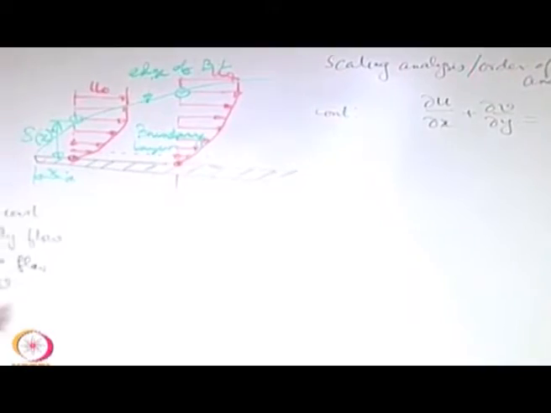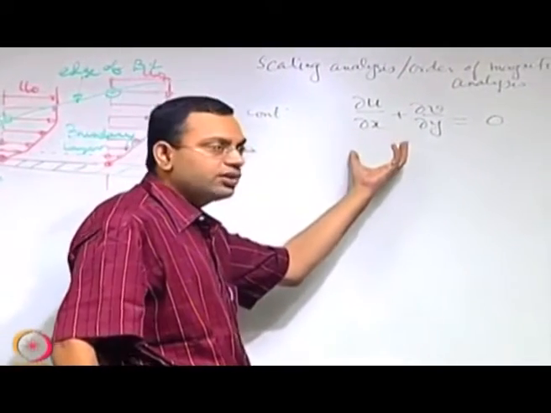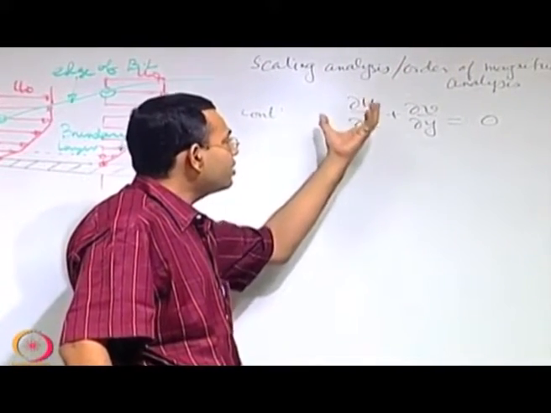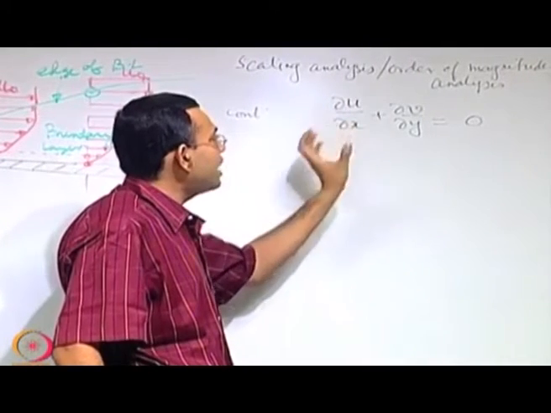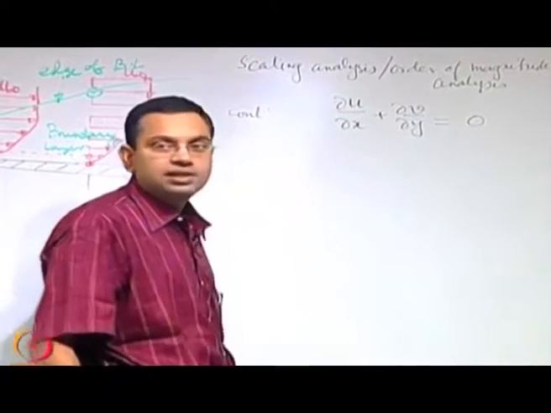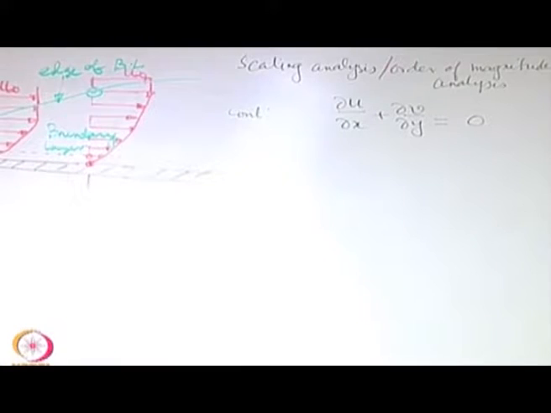To do that we basically refer to the governing equations and we refer to the characteristic values of various parameters appearing in the governing equations. So, what are the characteristic values? The characteristic values are the so-called scales.